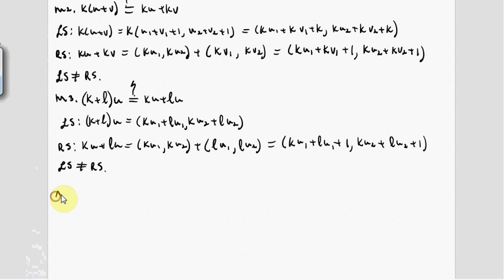M4. M4 was the associative property for scalars. So is k times L, in parentheses first, times u, the same thing as k times, with emphasis on L times u? There was no trouble with the scalars.